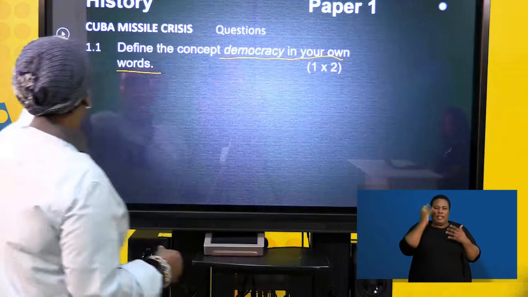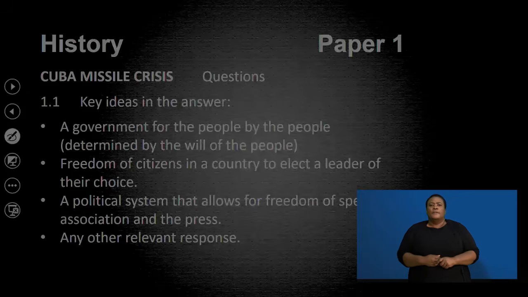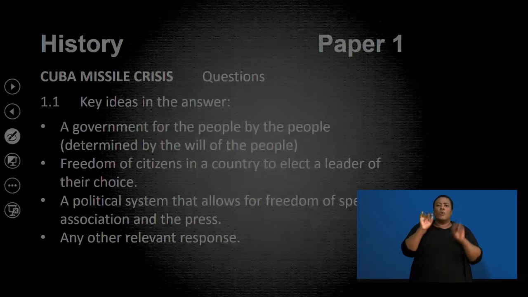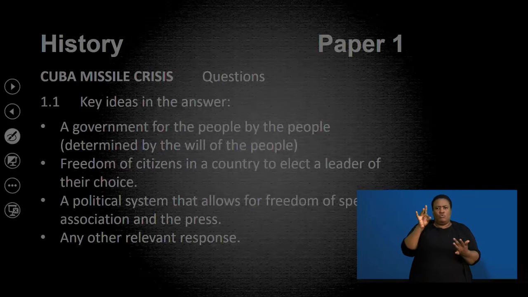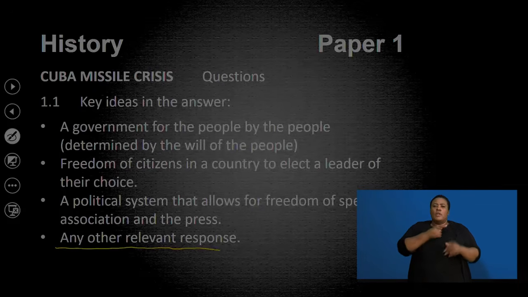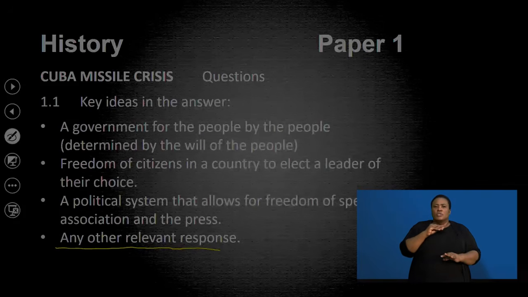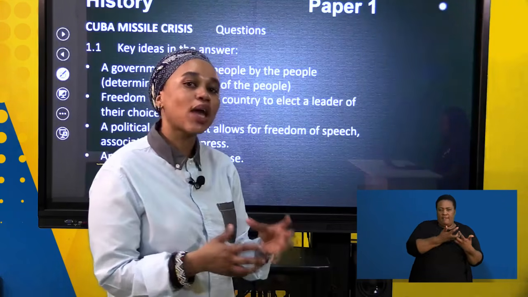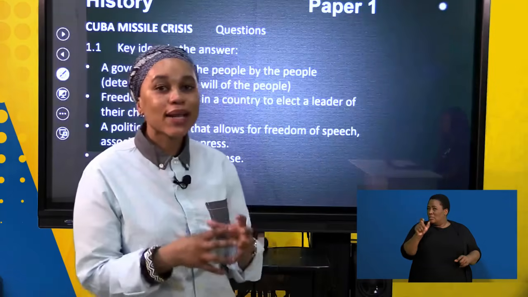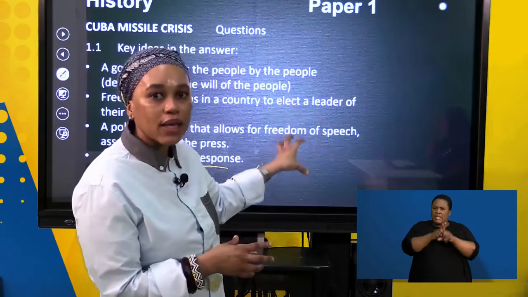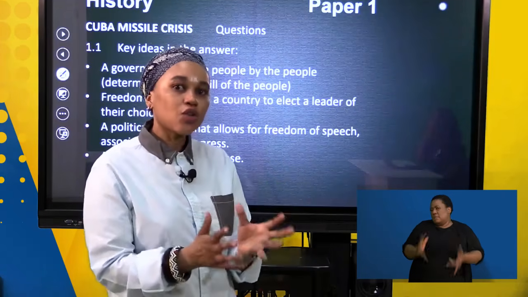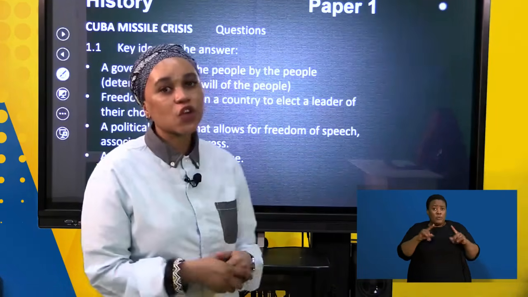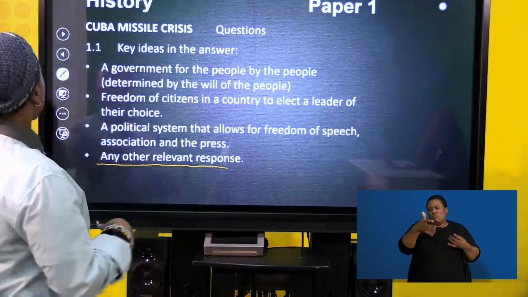Okay, so let's look at the key ideas in the answer. It's a government for the people, by the people, freedom of the citizens in a country to elect a leader of their choice, a political system that allows for freedom of speech, association, and the press, and any other relevant response. So they accept any other response as long as it is relevant. It doesn't mean that you have to use the words of the memo exactly as they are. We call these the marking guidelines. It's just a guide. So if you can use your own words to define those terms, then you will be fine.